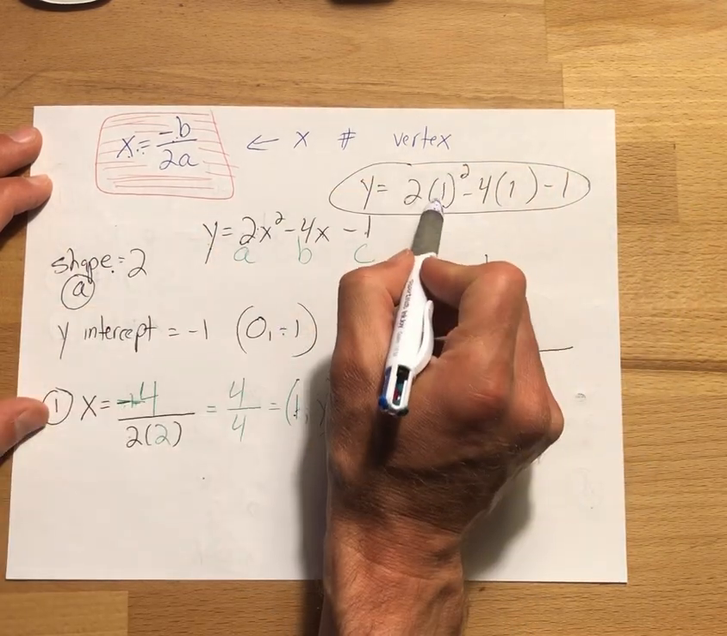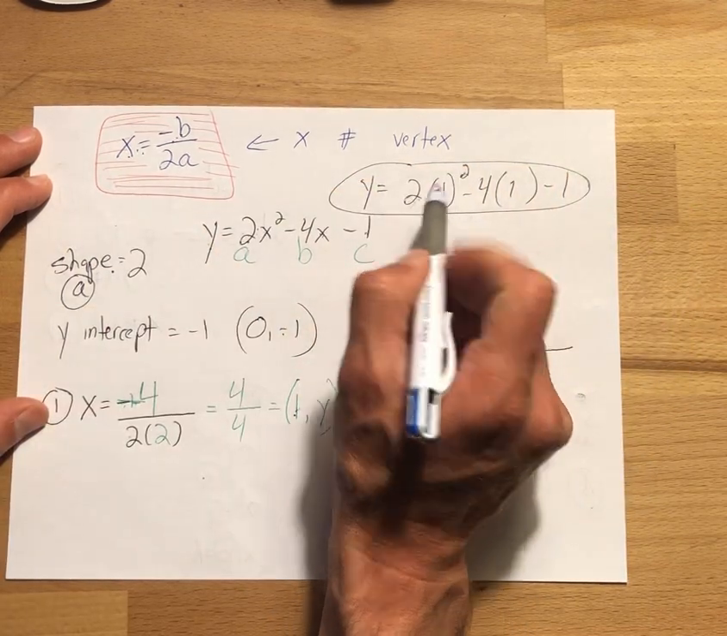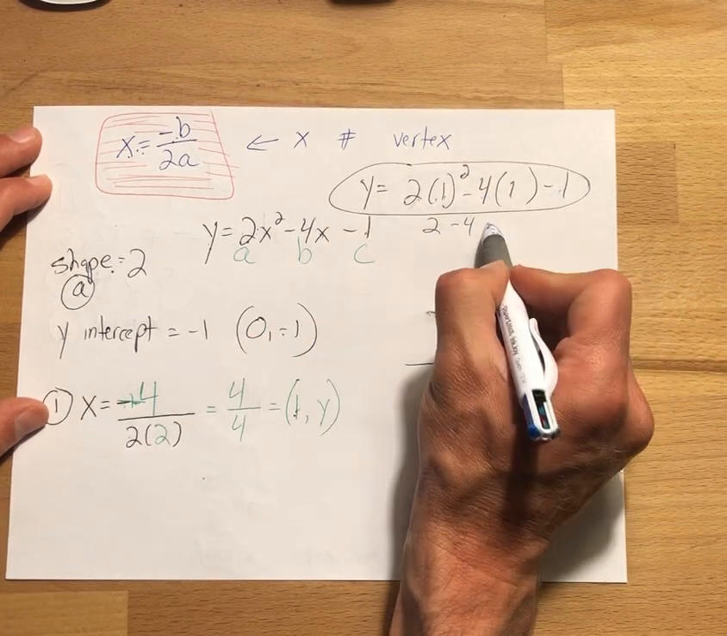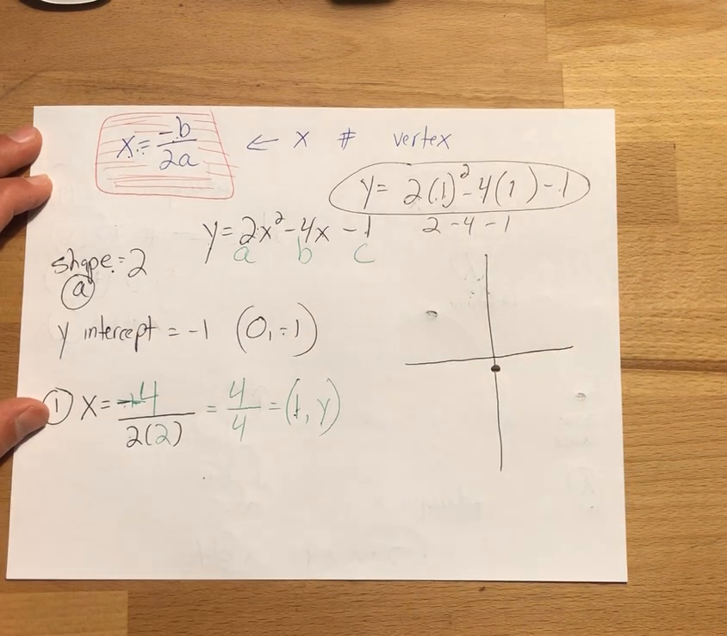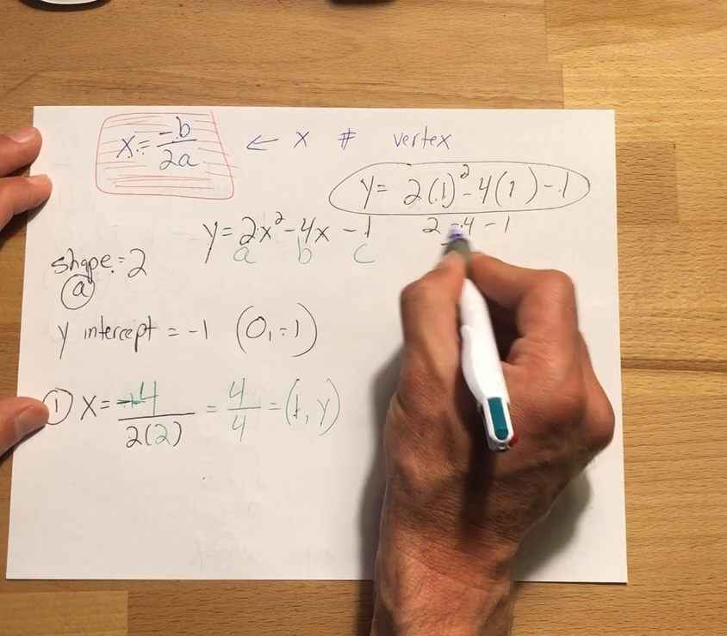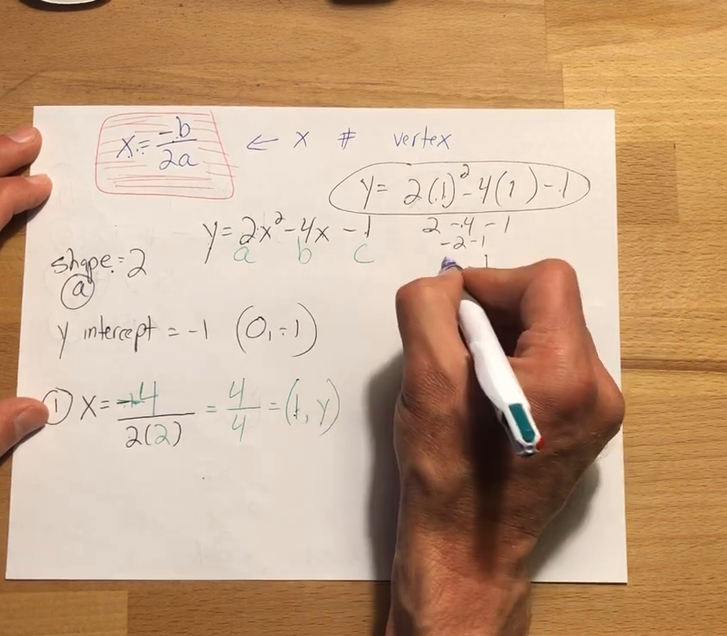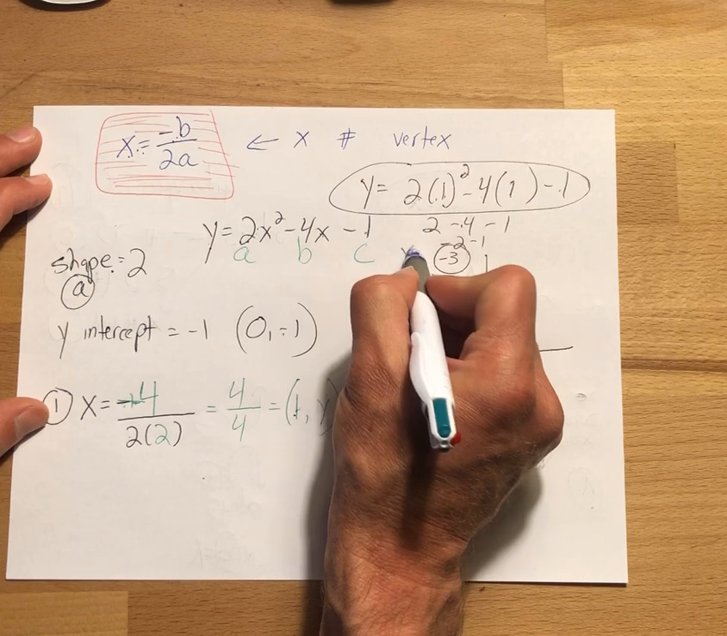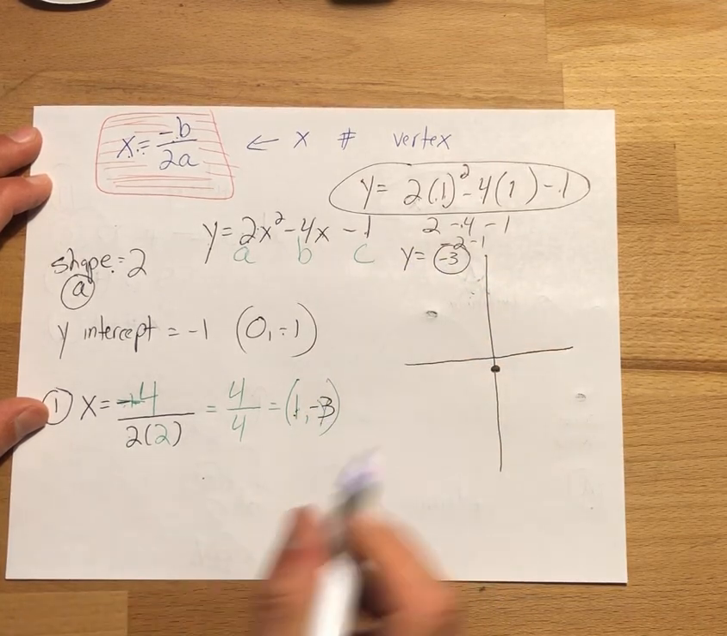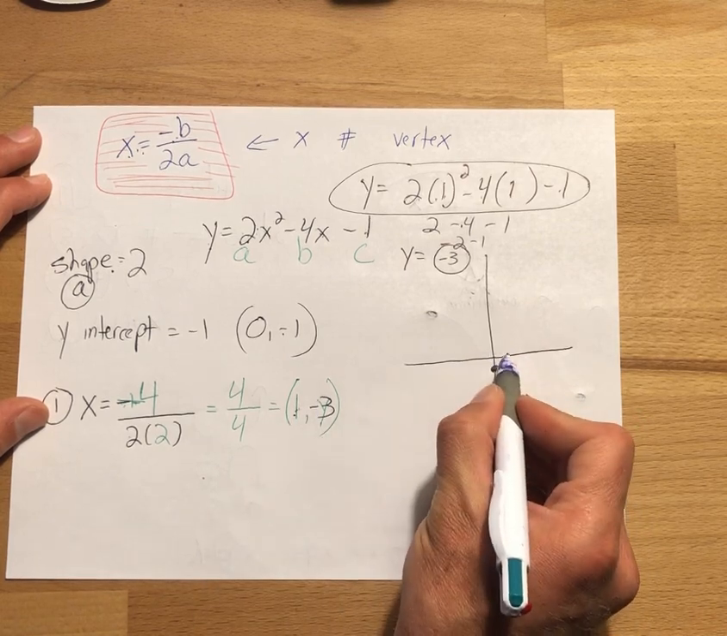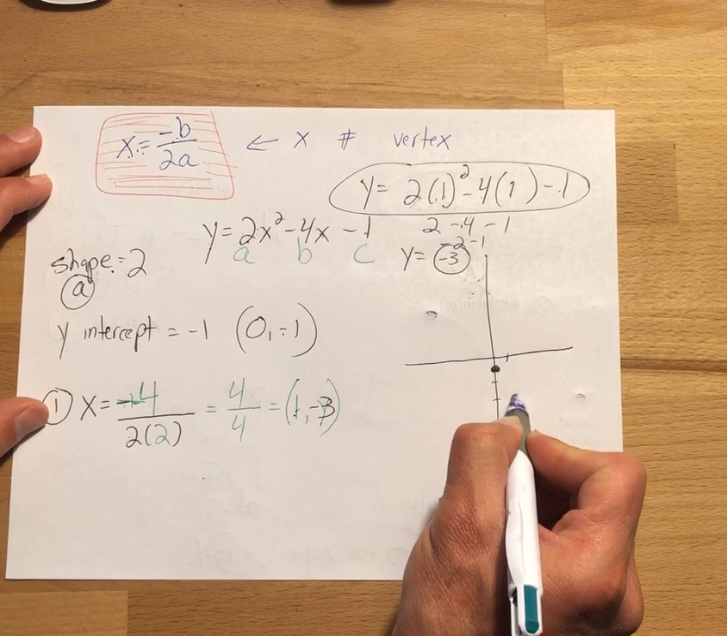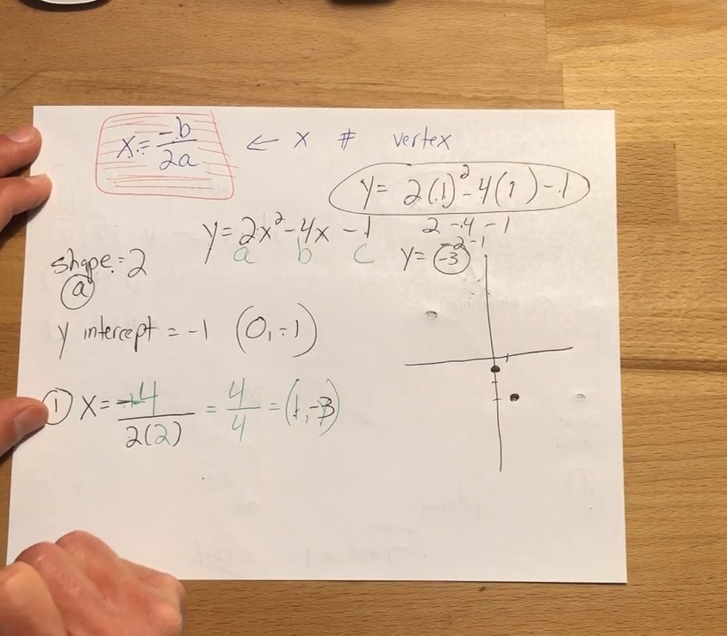So let's do this. 1 squared is 1. 1 times 2 is 2. -4 times 1 is -4. Minus 1. So this is going to be 2 minus 4, which is -2 minus 1, which is -3. That is my y number for my vertex. So I'm going to go over 1 and down 1, 2, 3. This is my vertex.